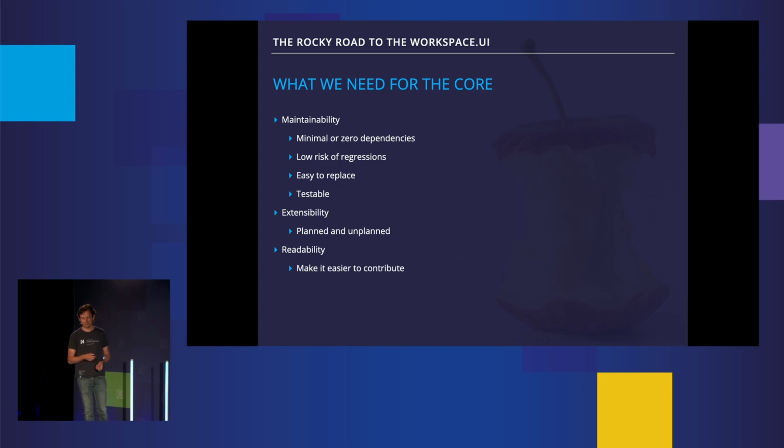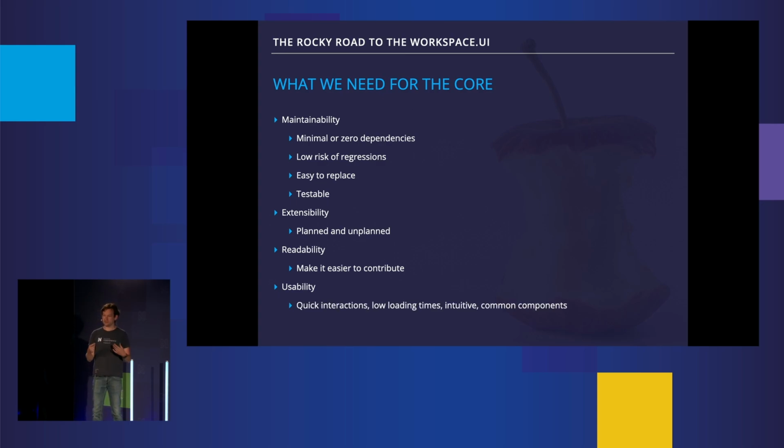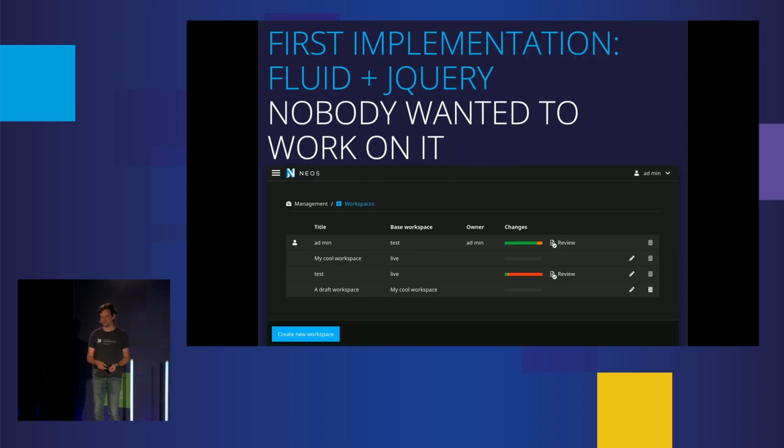It should be readable, because that would make it easier for you to contribute if you actually understand what we're doing there, and you don't need to parse 8, 10, or 10 files or build steps and so on to be able to add your own little functionality or a bug fix or just improve the code a bit. Usability is important. We want quick interactions, we want low loading times, it should be intuitive, and it should have common components, so not that every module looks a bit different. Our target is that you feel at home no matter what module you use.